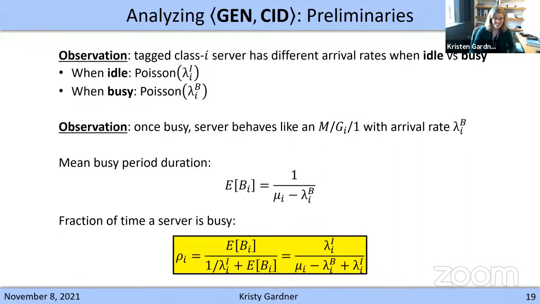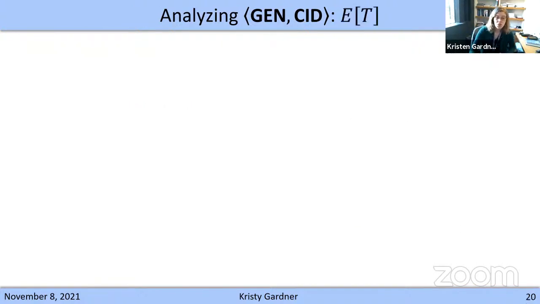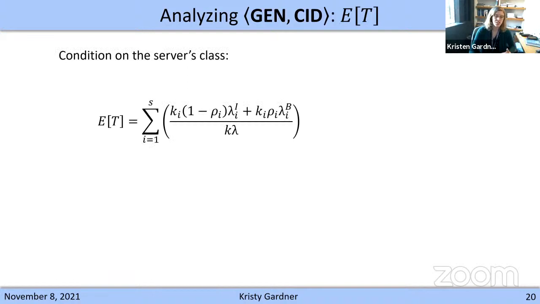And I've got this boxed in yellow here because this rho I is going to be one of the key quantities that we need for our mean response time analysis. So once we have our rho I, we're ready to move on to thinking about response time. The first thing that we'll do is condition on a server's class. So what we're looking at here is the probability that a job actually ends up getting served on a class I server. So this numerator is the average arrival rate to a class I server divided by the arrival rate to the system.